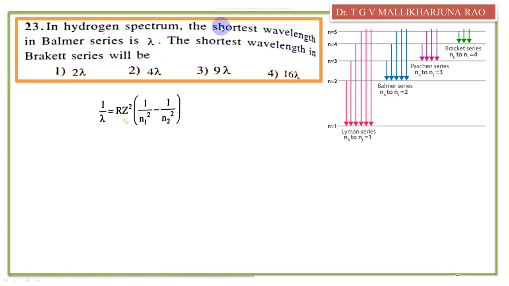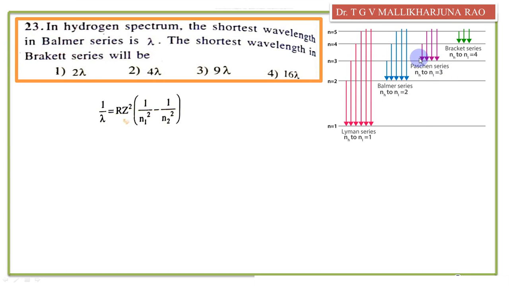In hydrogen atom, the shortest wavelength in Balmer series is lambda. The shortest wavelength in Brackett series will be? Here we should express shortest wavelength in Brackett series in terms of shortest wavelength in Balmer series, that is lambda.